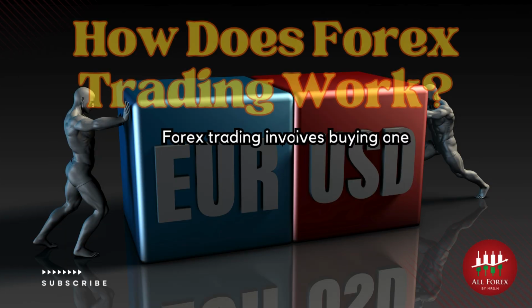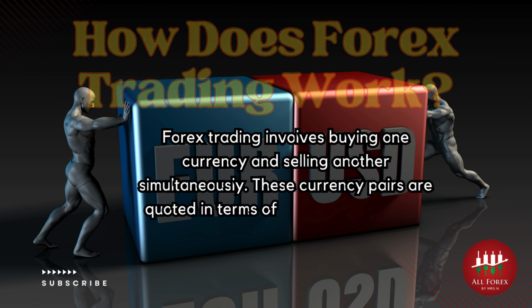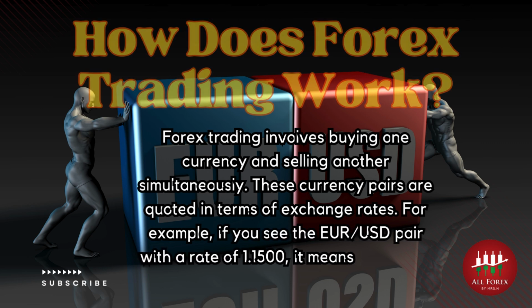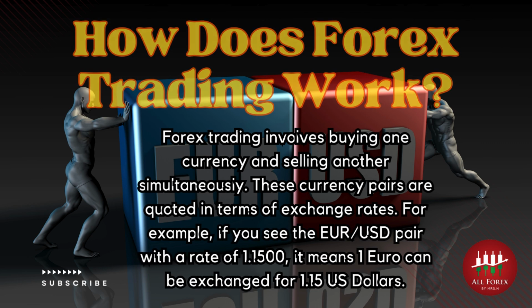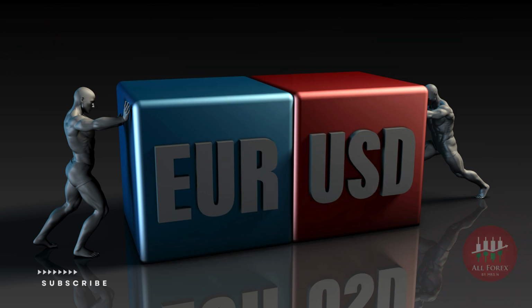How does Forex trading work? Forex trading involves buying one currency and selling another simultaneously. These currency pairs are quoted in terms of exchange rates. For example, if you see the euro to US dollar pair with a rate of 1.1500, it means 1 euro can be exchanged for 1.15 US dollars.